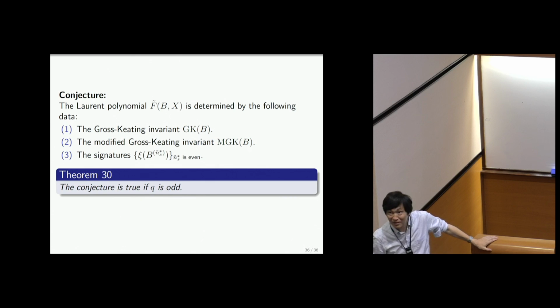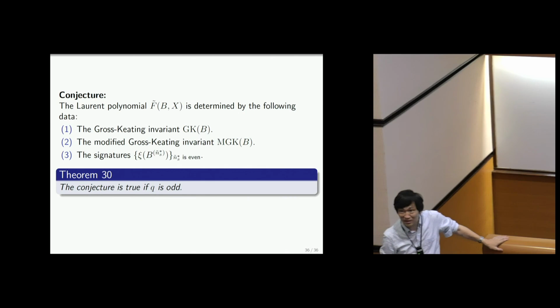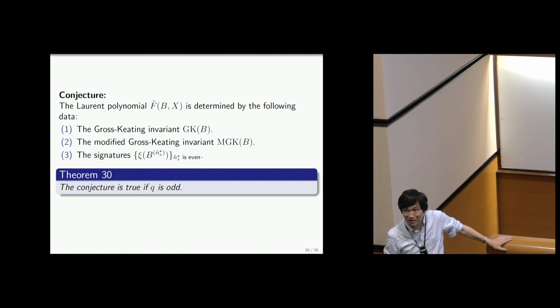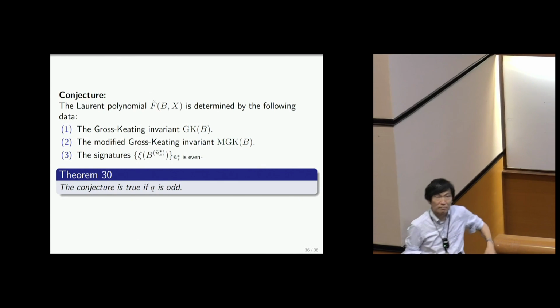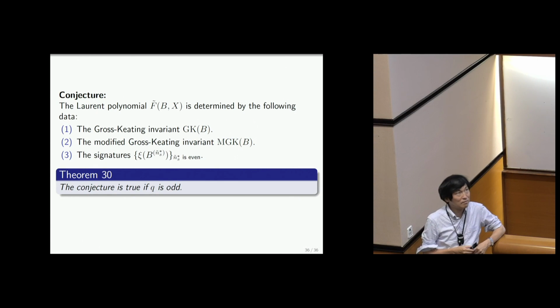I guess it's possible to define similar GK invariants for quaternionic Hermitian and quaternionic skew Hermitian forms. I don't know. Yeah, it should be easier, I think.